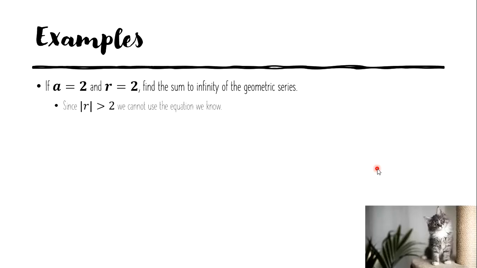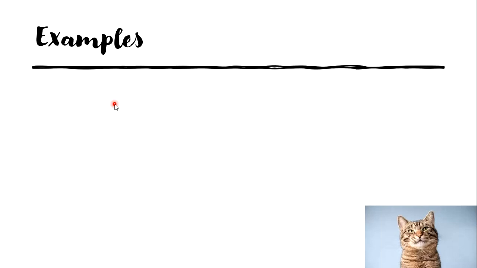Anyway, it's coming out. If a equals 2 and r equals 2, find the sum to infinity of the geometric series. Now, since the modulus of r is more than 1, we cannot use the equation we know. In this case, as n tends to infinity, the sum to infinity would also tend to infinity, which means it can't be worked out. It's as simple as that.